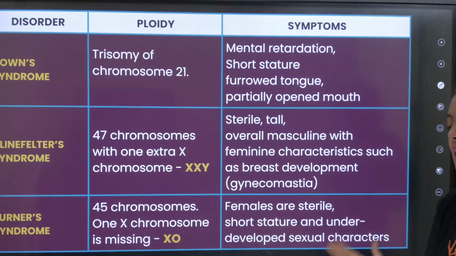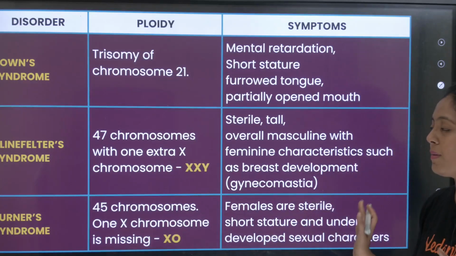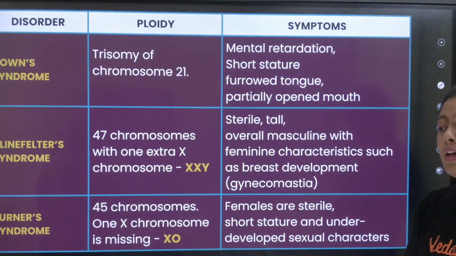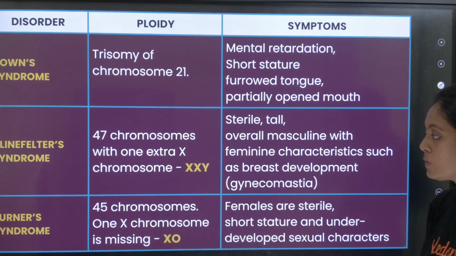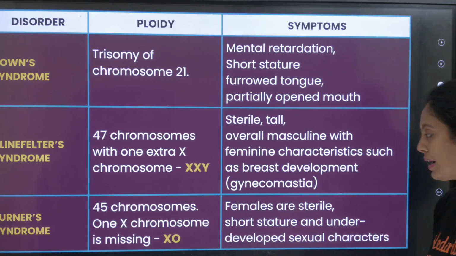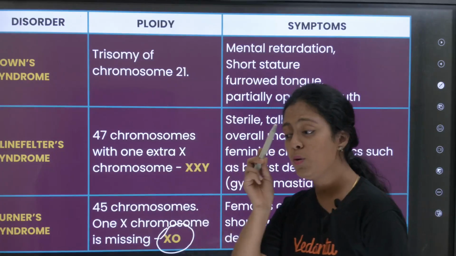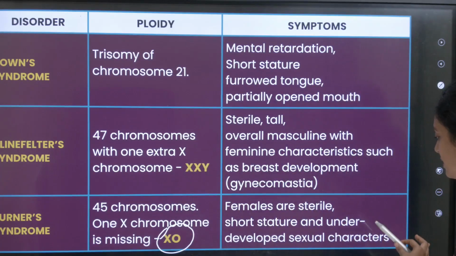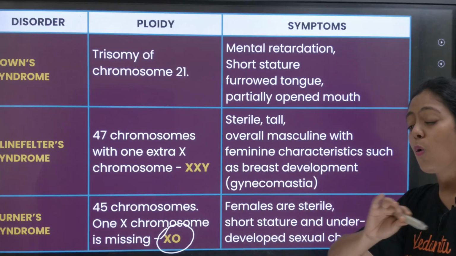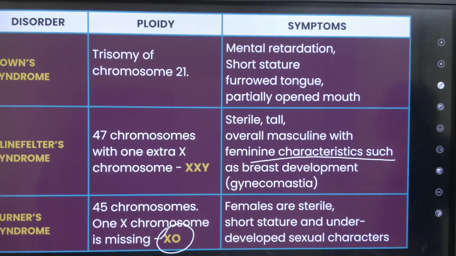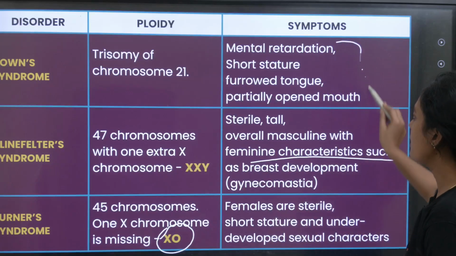You can be asked anything from these three in your exam. So this table is summarizing everything that we have studied. Down syndrome, trisomy 21. Klinefelter syndrome, it is a trisomy of an extra X chromosome. Then you have Turner syndrome, it's a monosomy where you have X0. Don't read it as X1, read X0. That will help you remember that there is no extra X chromosome present. Females are sterile, short stature and underdevelopment of sexual characters. Here, they are sterile, tall, overly muscular, and again feminine characteristics such as gynecomastia. Here you should learn the symptoms.